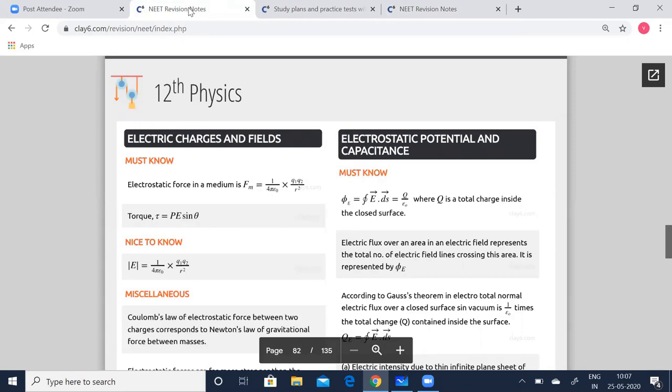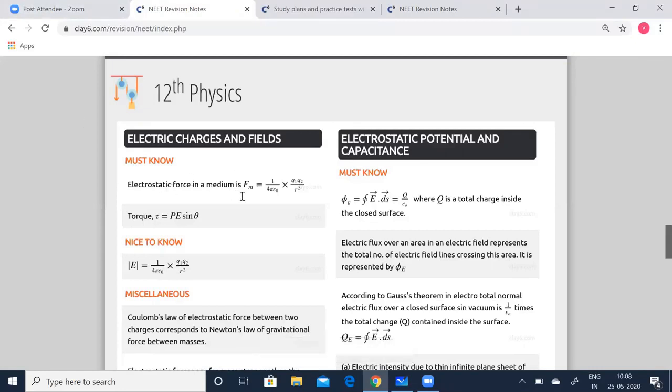So we have clubbed the first and second chapter in the 12th syllabus. So electric charges and fields and electrostatic potential and capacitance. So together we have clubbed it as electrostatics, and the tests also belong to both the lessons. So let us quickly go through the important formulae and the concepts for these 2 lessons. First, electric charges and fields.